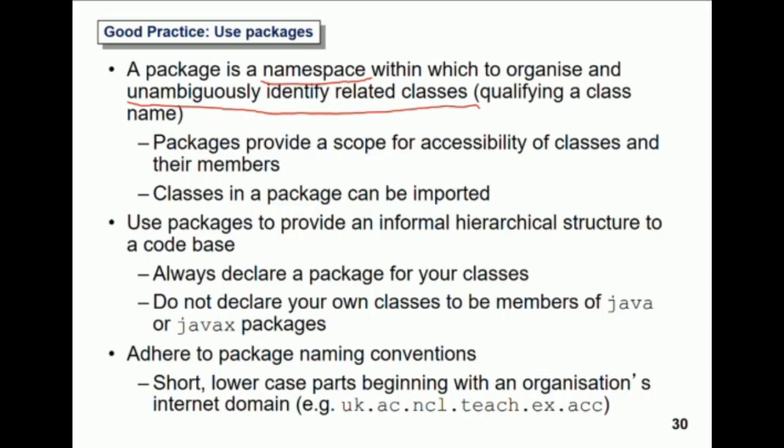Packages provide scope for accessibility of classes and their members. As you know, there are different accessibility modifiers for classes, for interfaces, for member variables, also for packages as well. There's something called package private, for example, where classes can use each other's variables and methods.